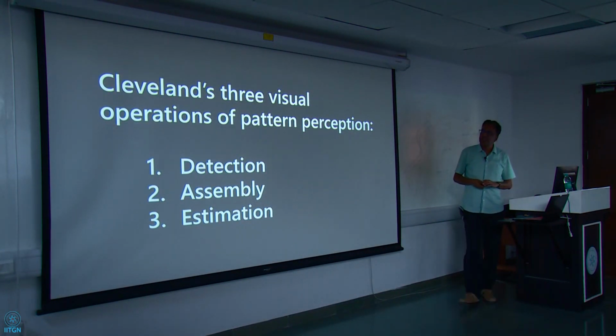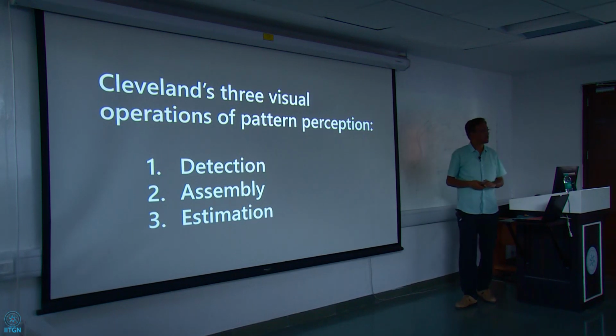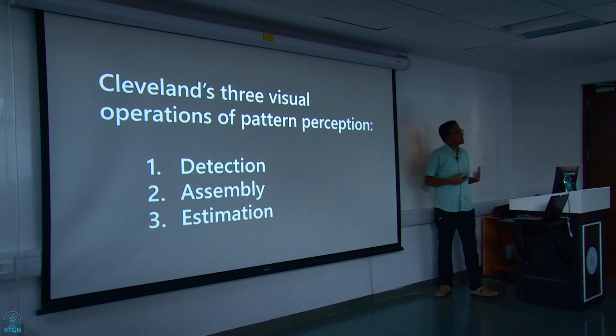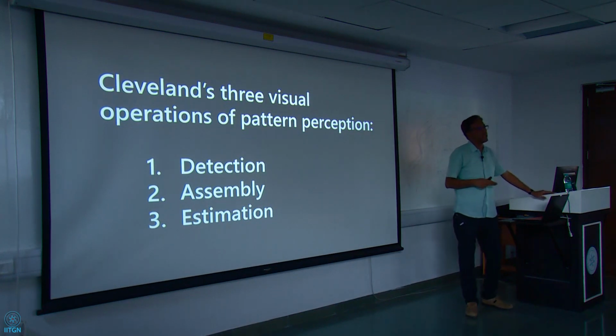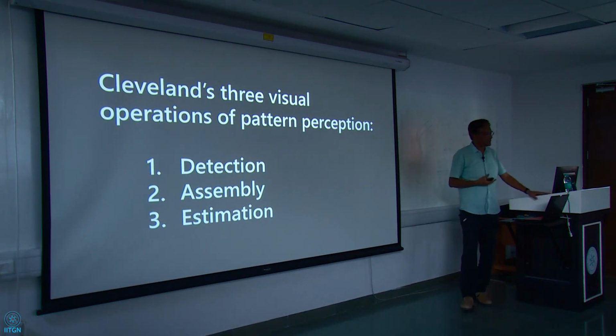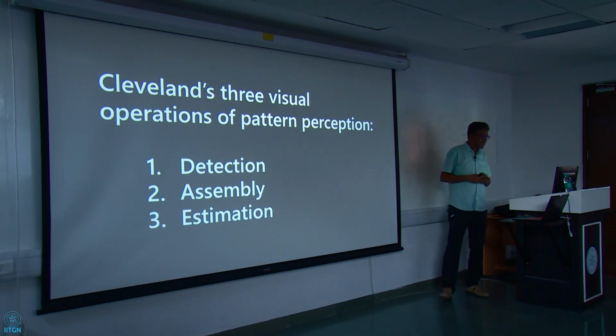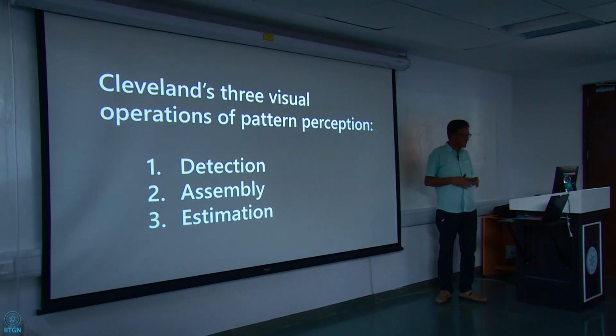So Cleveland talks about three visual operations of pattern perception. Okay? So essentially, any kind of visual display of information. Okay? There are three things happening. So first, there is detection, which is the visual recognition of the geometric object that encodes the physical value. Okay. Second is assembly. It's the grouping of the detected elements.